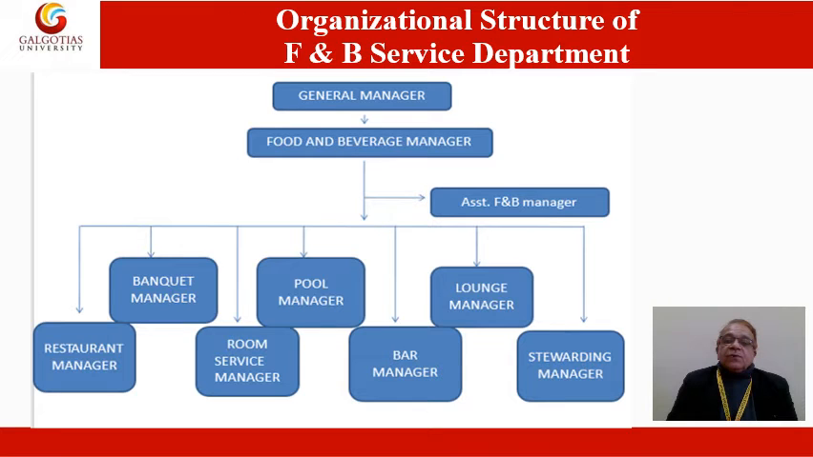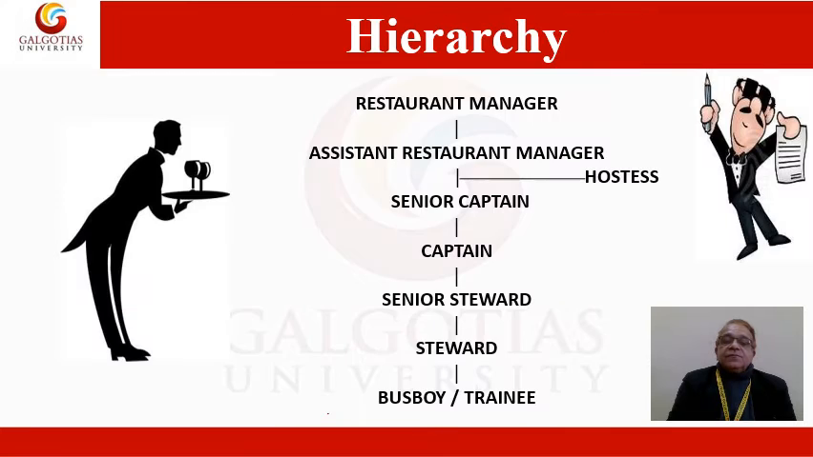General manager, food and beverage manager. General manager has the food and beverage manager under him, and then an assistant manager. Then there are different food outlets, and each food outlet has an assistant manager, that is restaurant manager. That means all the restaurants, including the coffee shop, will have individually one restaurant manager. Then there will be a banquet manager, then a room service or fine dining manager, then a pool manager, then a bar manager, then a lounge manager and stewarding manager. So now this is the setup. Stewarding here means the kitchen stewarding.